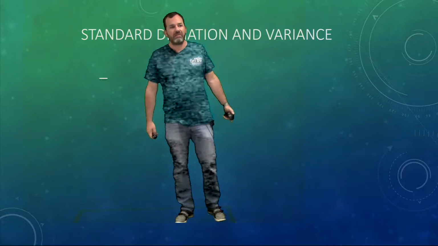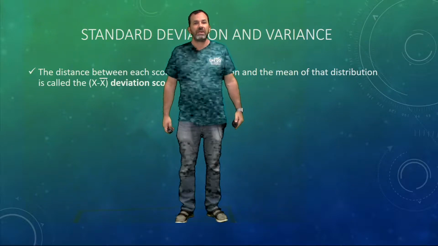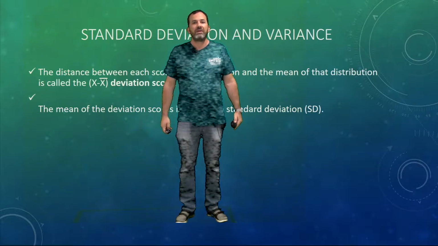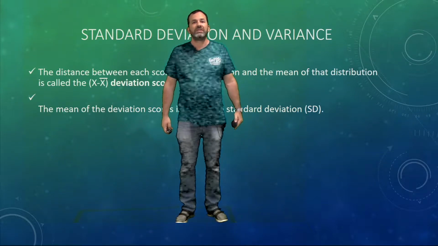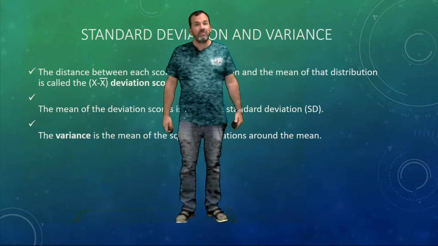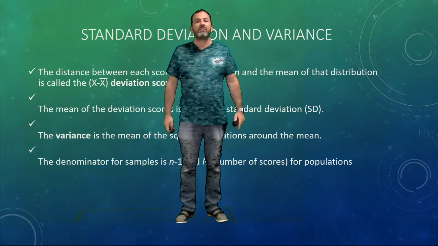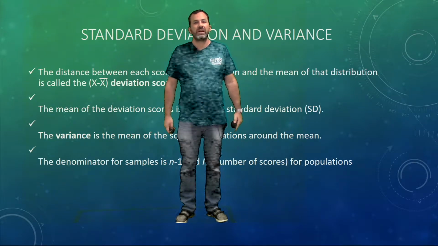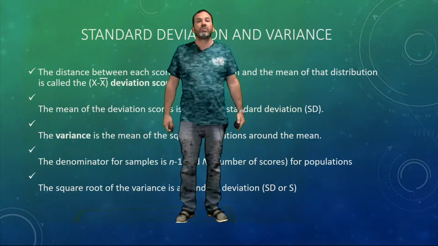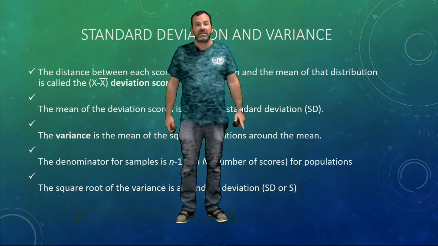Standard deviation and variance. The distance between each score in a distribution and the mean of that distribution is called the deviation score. The mean of the deviation scores is called the standard deviation, abbreviated SD. The variance is the mean of the squared deviations around the mean. The denominator is n-1 for samples and n, the number of scores, for populations. The square root of the variance is the standard deviation, marked by SD or S.